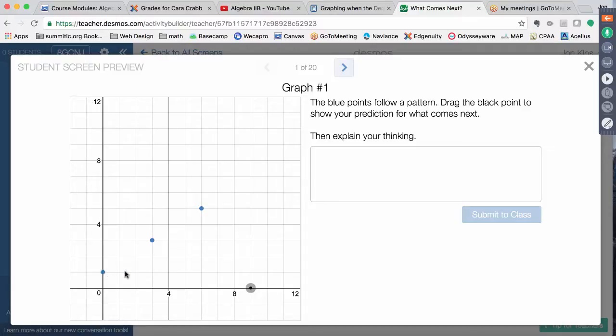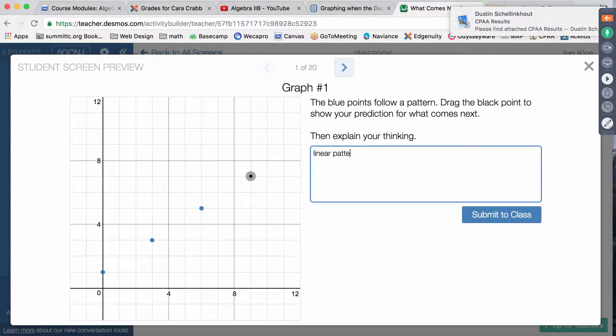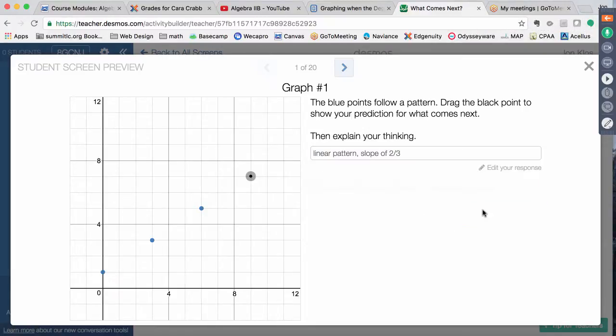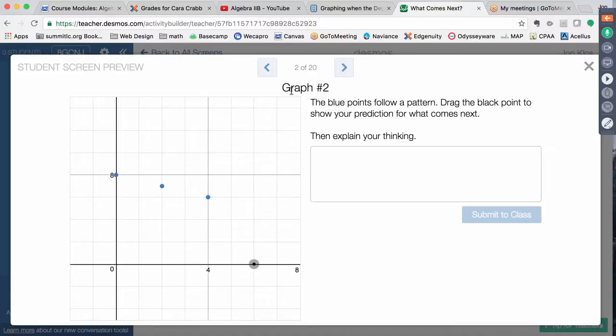So for me, it looks like it goes over 3 and up 2. Over 3 and up 2, they form a nice straight line. So I would go over 3 and up 2 again. And there we go. It's a linear pattern. Slope of 2/3. Submit to class, and let's move on.